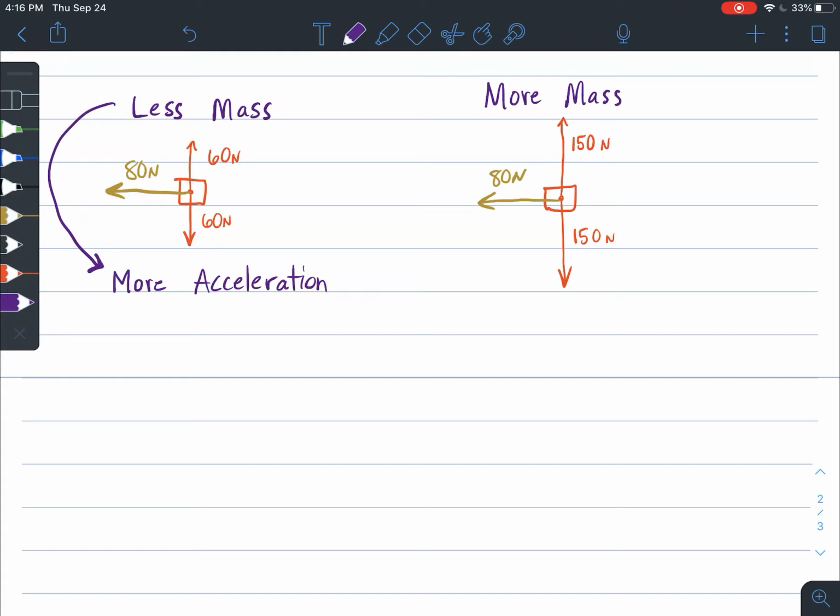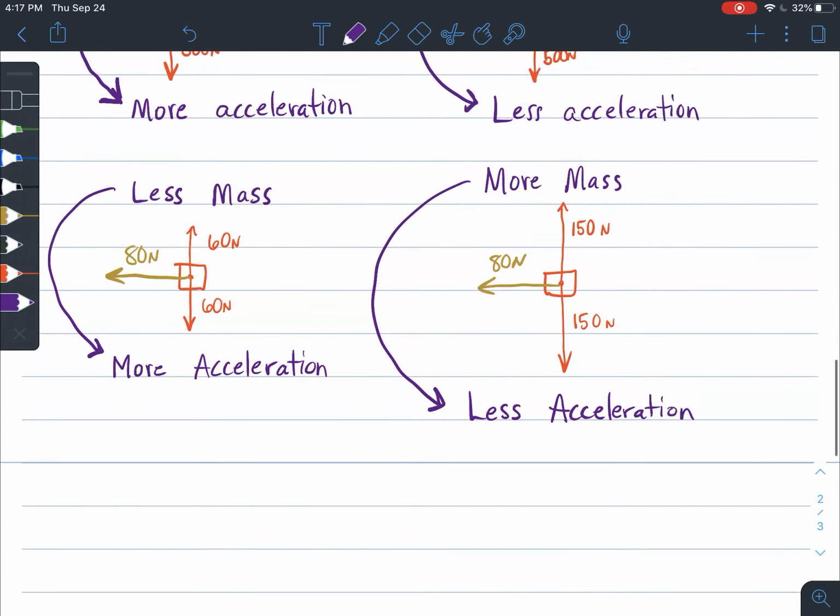If something has more mass and you apply the same amount of force as we did before, it'd be way harder to move it. And so we would say that this has less acceleration. So if one person was trying to hit a baseball and a softball, and they applied the same force to both of them, the softball is not going to travel as far, because it is heavier, or it has more mass than a baseball does.